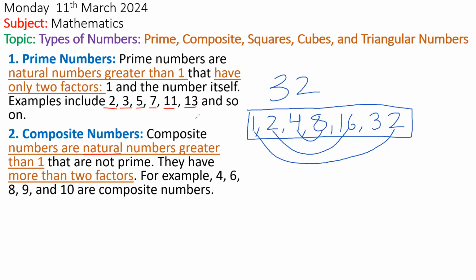That's definitely more than 2, so that means that 32 is not a prime number. What type of number is 32? A composite number. All right, it's a composite number. And that's what we mean by prime and composite.